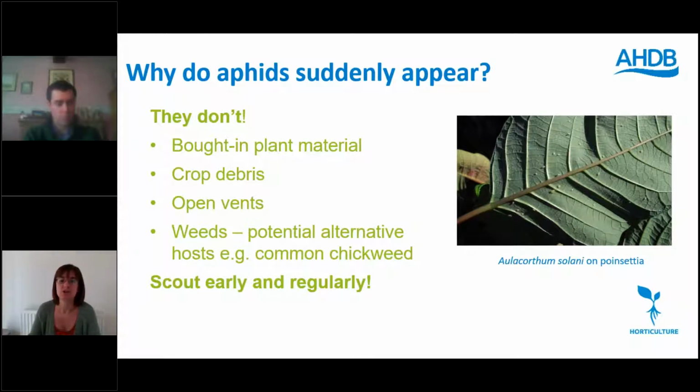So these can be good alternative hosts. Common chickweed is quite a good example. Those little weeds that you might spot in the corner of a glasshouse or maybe under a bench, that look quite small and not really doing much of a problem, can be a nice little hotspot for aphids to colonize. And then once they grow out or become too big a colony for that weed, they're going to want to start moving onto your crop.